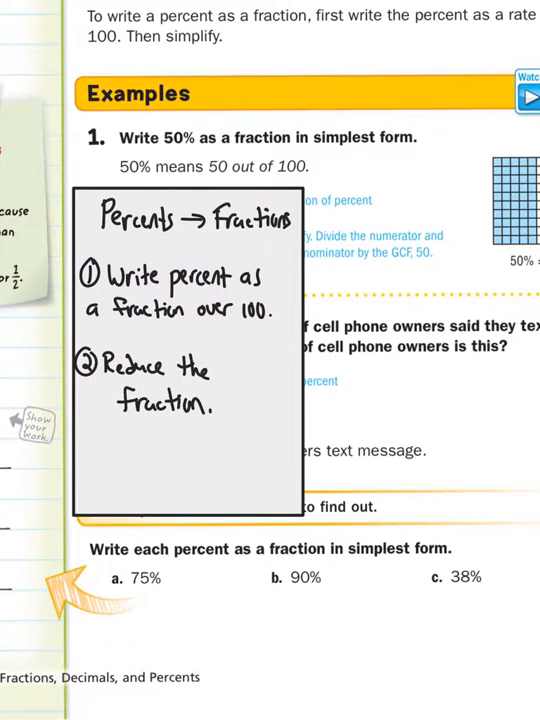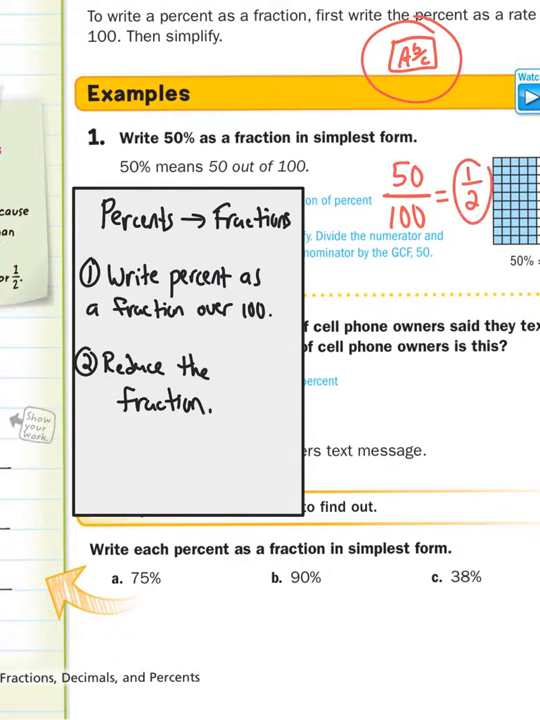So watch how I do that with 50%. I start by writing 50 over 100. That's step 1. You just put it over 100. Step 2 says reduce the fraction. Now you could reduce in your head or with the calculator. You are allowed to use a calculator. Remember, you need the fraction button, the ABC button. It looks like that to reduce this fraction. So you type in 50 hundredths, hit enter, and it is going to reduce to 1/2. That's it.